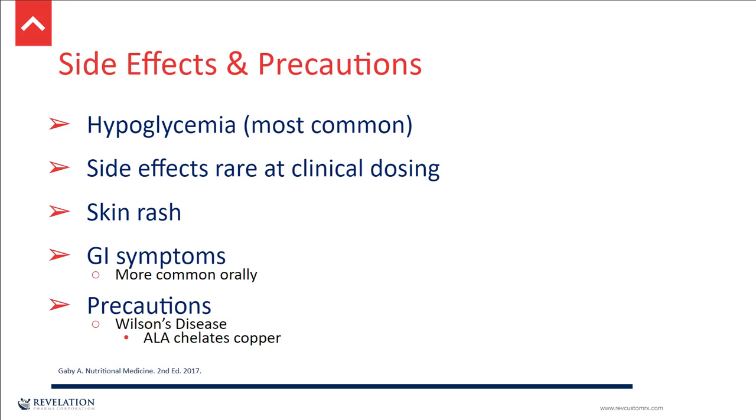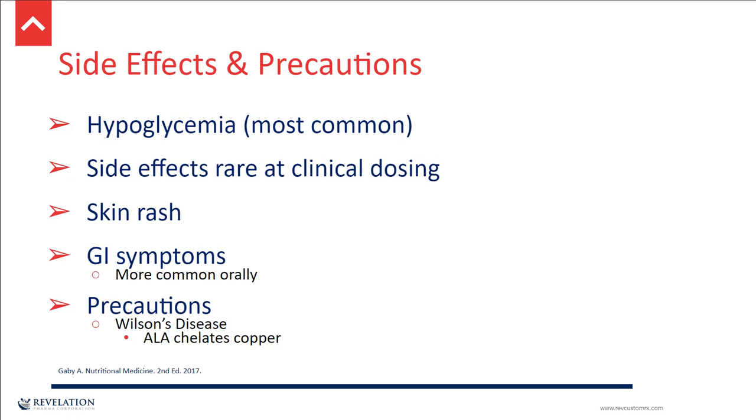And then side effects and precautions. Side effects are really very rare other than hypoglycemia, which is by far the most common and really to be expected, because by the mechanism of what we're trying to do with alpha lipoic acid, we're improving insulin sensitivity and blood sugar control. So compared to what the patient was experiencing prior, they are going to have much better uptake of blood sugar, hence hypoglycemia, until they get used to it, especially at higher doses, and if they haven't adjusted their diet, fluid intake, etc., to account for that.